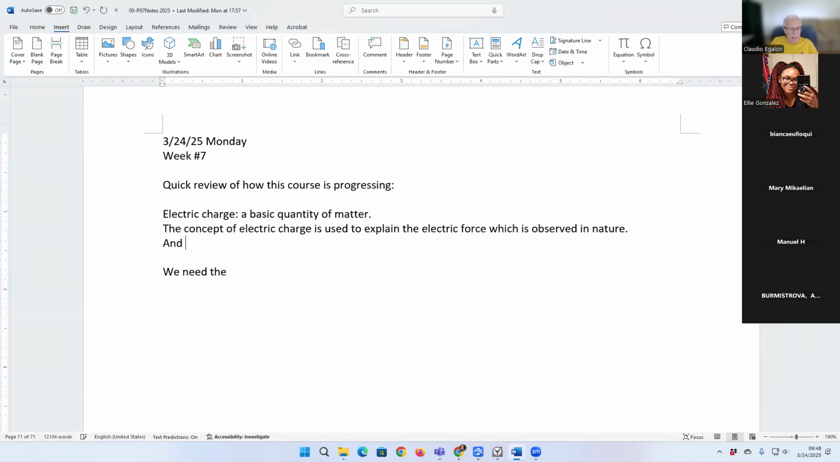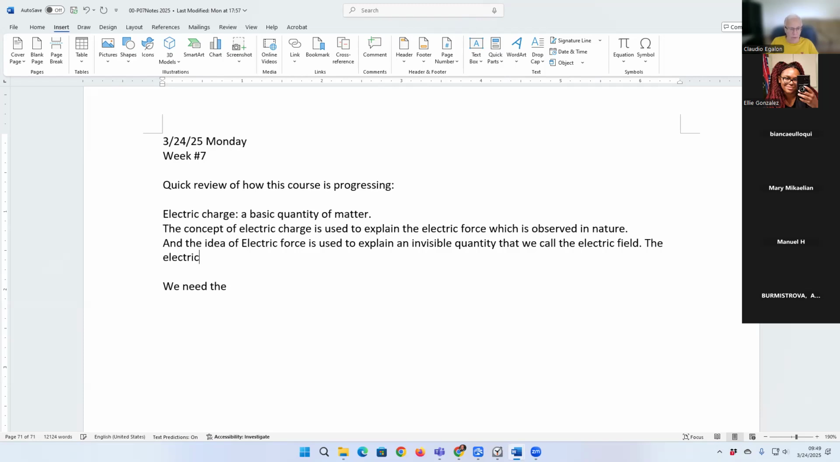And the idea of electric force is used to explain an invisible quantity that we call the electric field. The electric field.